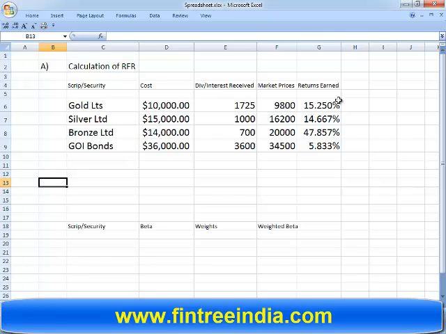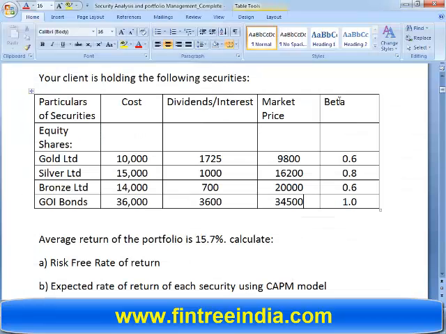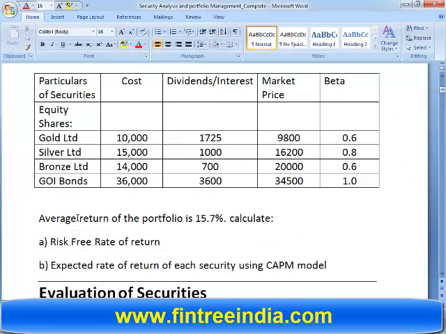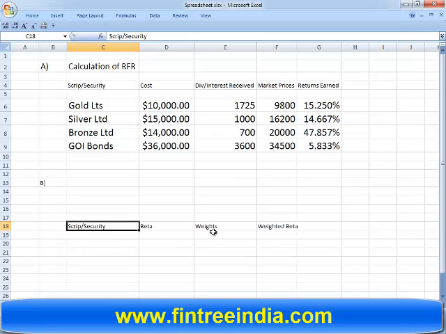Okay with this? Then the second part, expected return of each security using CAPM model. So now, first thing that we will have to do is, before we actually start with this, the average return of the portfolio is given as 15.7%. Let's first calculate. So in part B, you can first say beta of the portfolio.